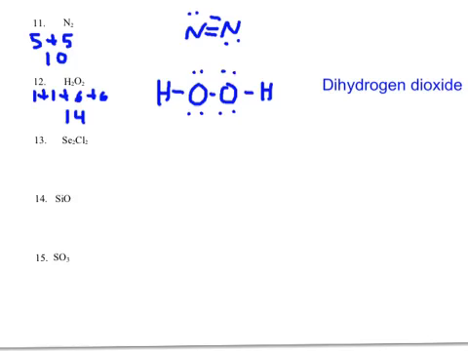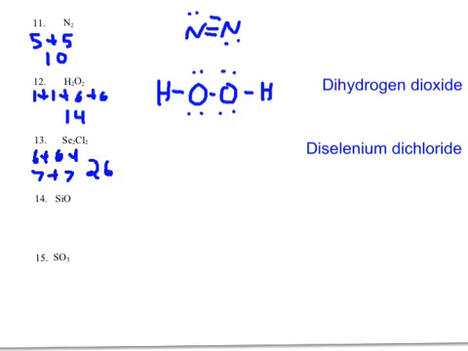It's going to be diselenium because there's 2 seleniums, dichloride because there's 2 chlorines. Let's count up valence electrons. Each selenium has 6. That's 6 plus 6 plus 7 plus 7. So let's see. That's a grand total of, I believe that's 26, isn't it? That's 26 electrons to work with.